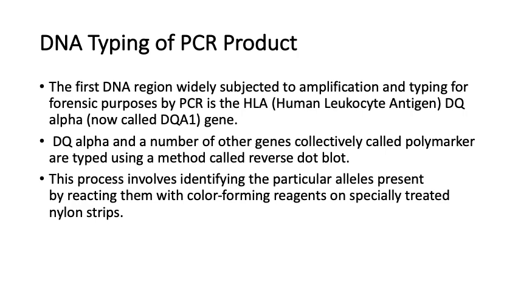The first DNA region widely subjected to amplification and typing for forensic purposes by PCR is the HLA, or human leukocyte antigen, DQ-alpha, which is now called the DQA1 gene. This gene exhibits sequence polymorphisms. Neither DQ-alpha nor polymarker DNA typing is used in forensic science anymore. These methods have been largely surpassed by STRs.